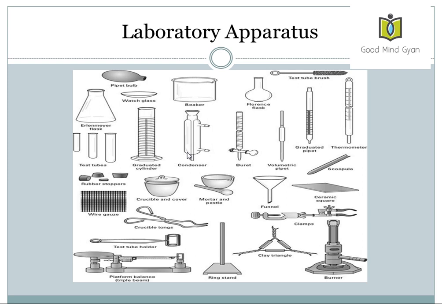Condensers, it has an inlet and an outlet. It is also called Liebig's condenser. You have a Florence flask, a test tube brush for cleaning the test tubes, a beaker. Beakers are of different sizes. You have a graduated cylinder. Graduated cylinder is also called a measuring cylinder for measuring definite volume of a liquid and then pouring it into another vessel. Test tubes are found in various sizes.